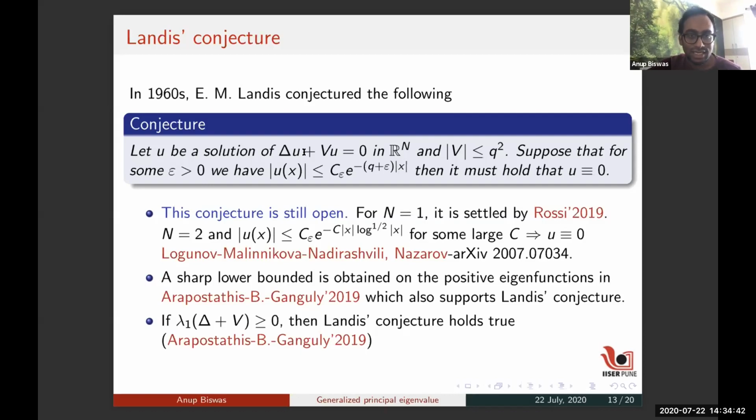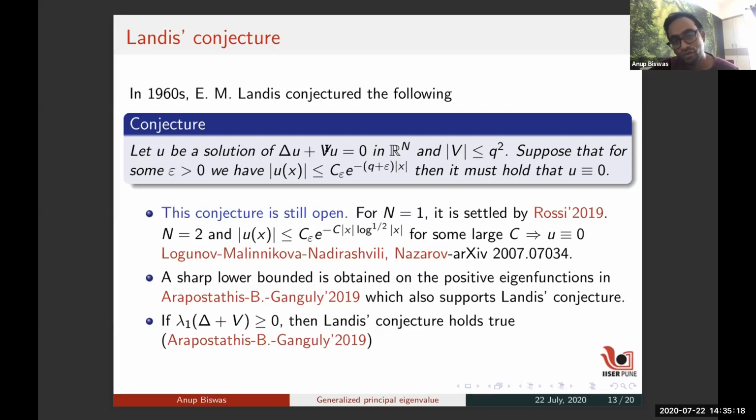Now I said that this conjecture holds true for positive eigenfunctions. In this work with Rapostathis and Ganguly, we gave a sharp lower bound, sort of matching this bound, for positive eigenfunctions, in fact for the operator L, which is more general than this. So if you take a positive eigenfunction, then this holds true. Not only that, if we assume lambda 1 of this Laplacian plus V operator is greater than or equal to 0, then the Landis conjecture holds true. So these are the two cases we could prove.